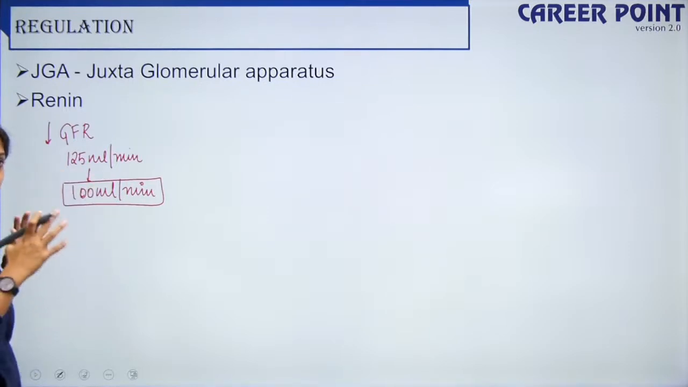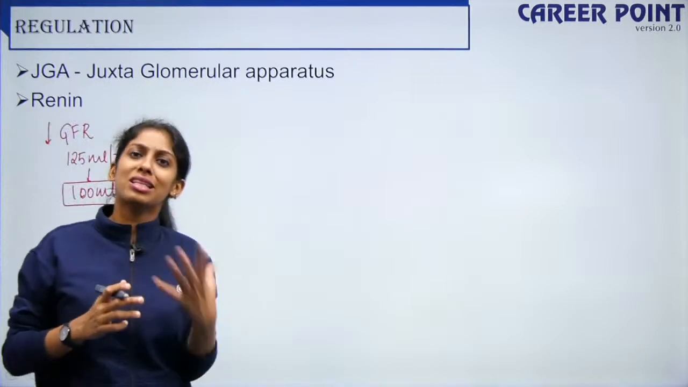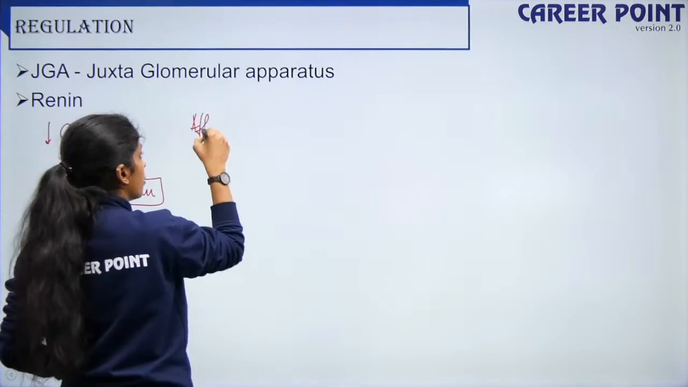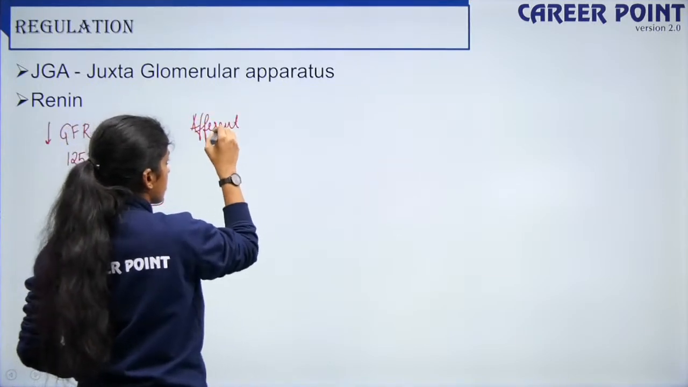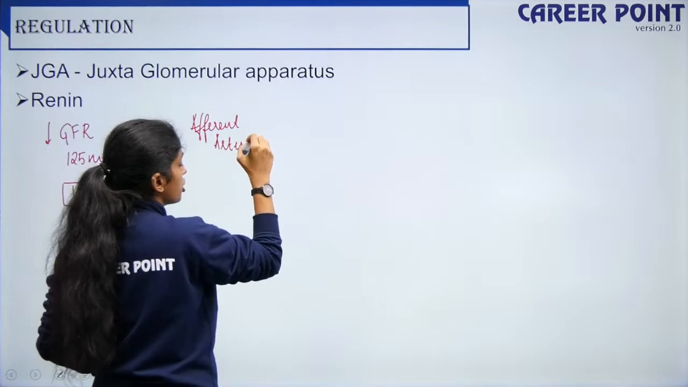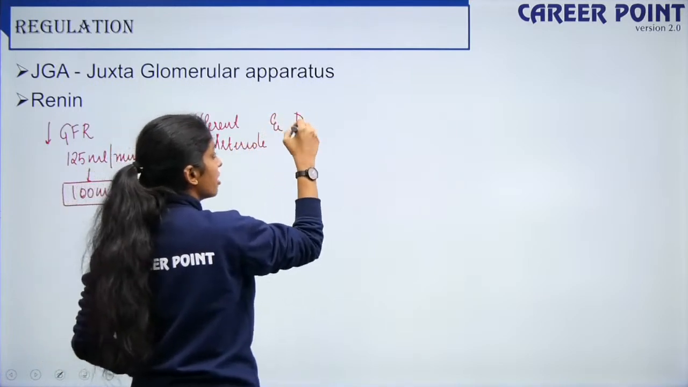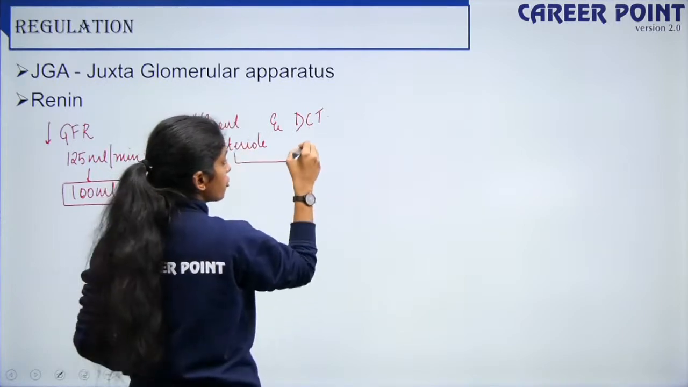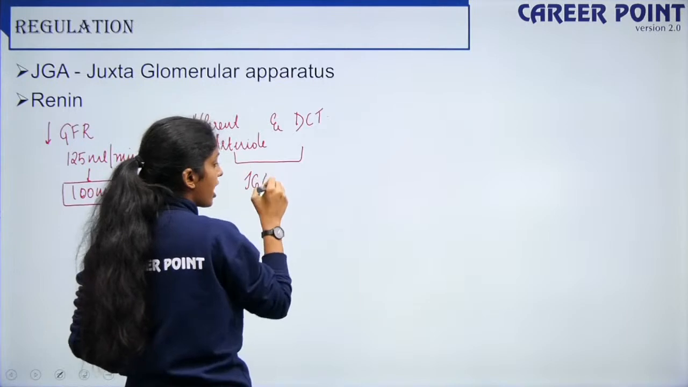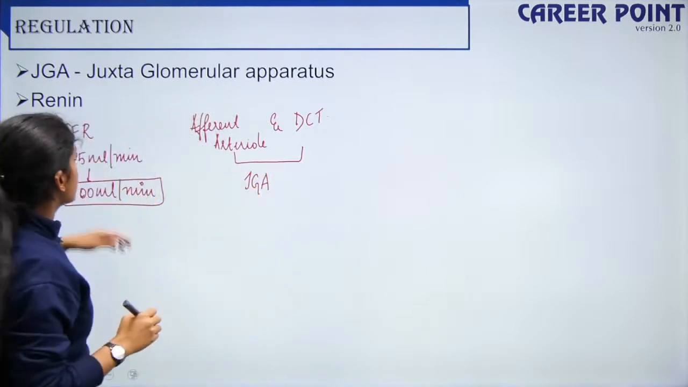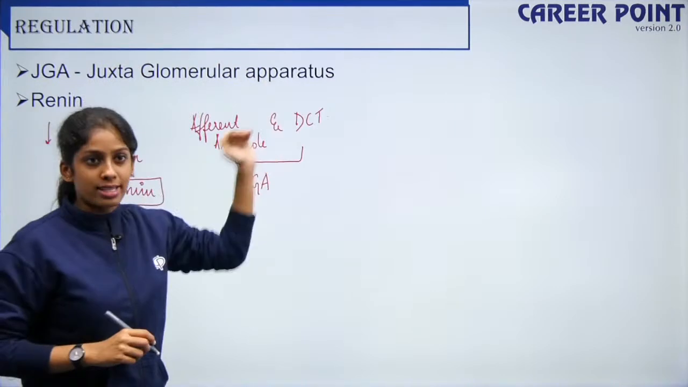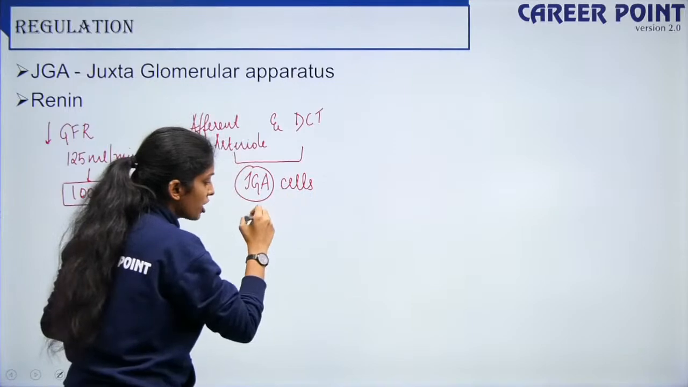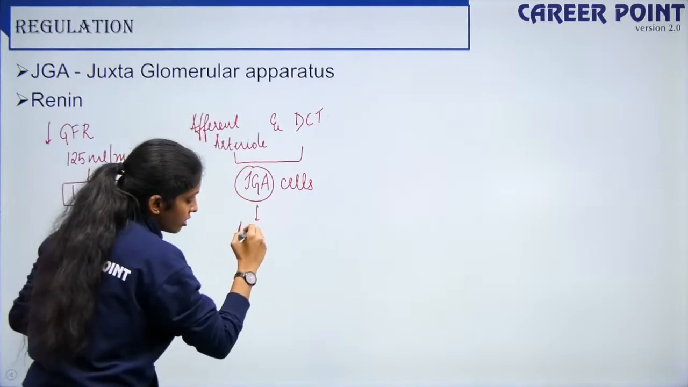So there is a mechanism of regulation that is inbuilt, within the kidney itself. In the junction between the afferent arteriole and the DCT, the distal convoluted tubule, there is a group of cells known as the JGA cells. JGA stands for juxtaglomerular apparatus. These JGA cells activate angiotensinogen.